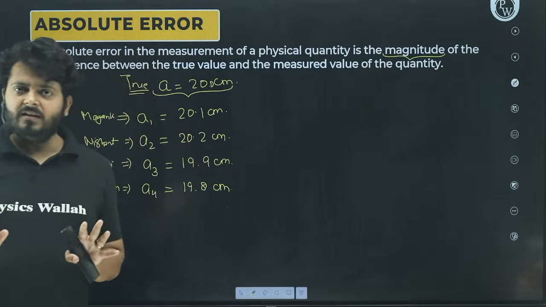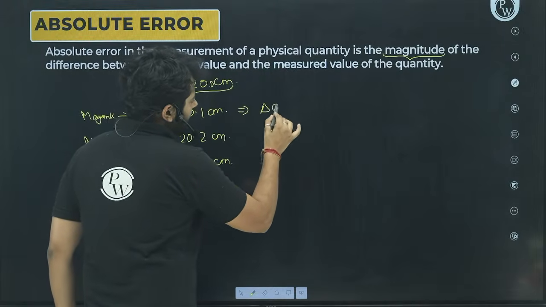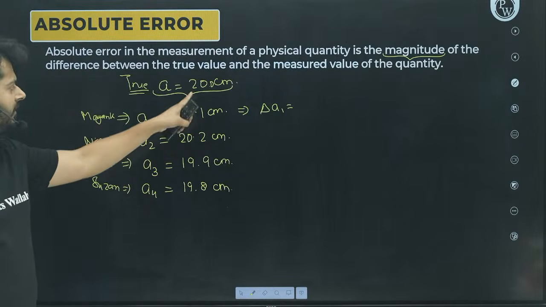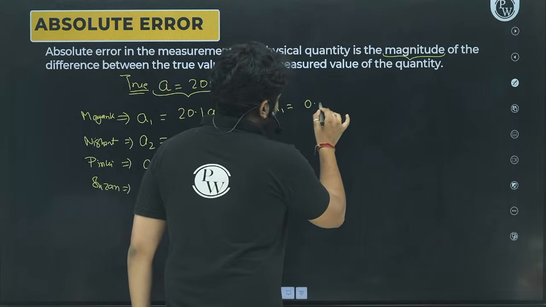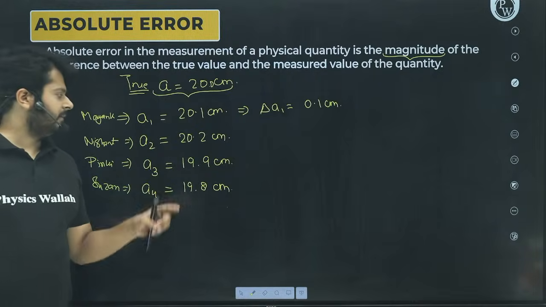So all of them have error, right? Now think about it. What is the error in the first measurement? Delta A1, true value and measured value. The difference of these two is 20.1 minus 20, which is 0.1 centimeter. True value minus measured value comes out to be 0.1.